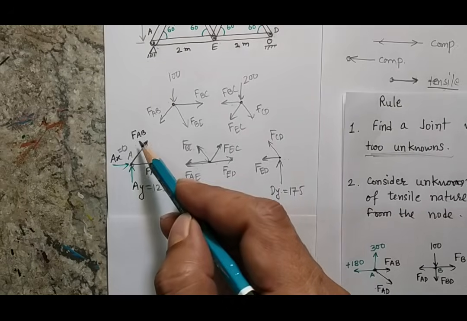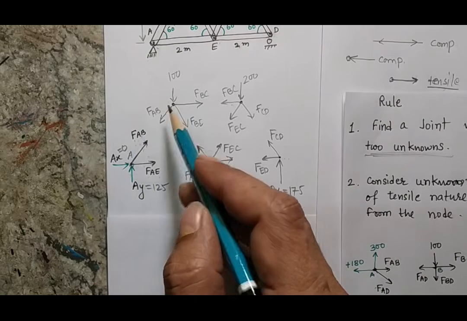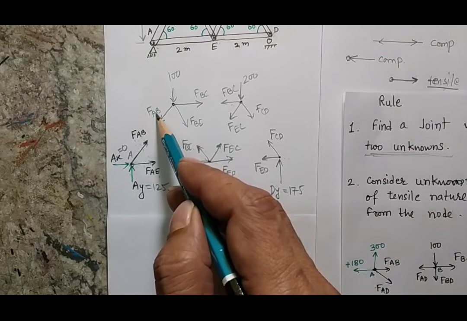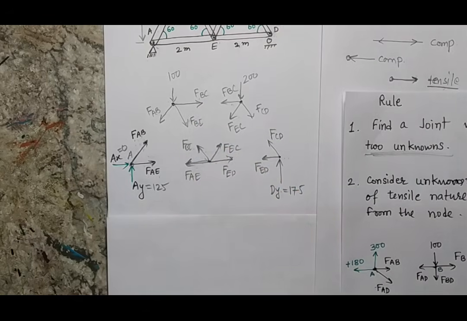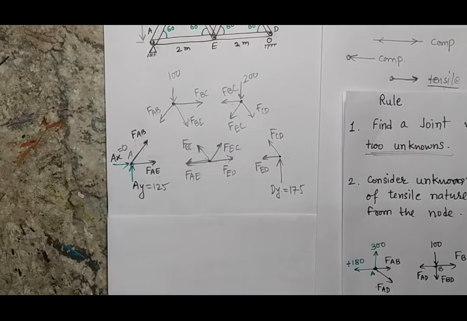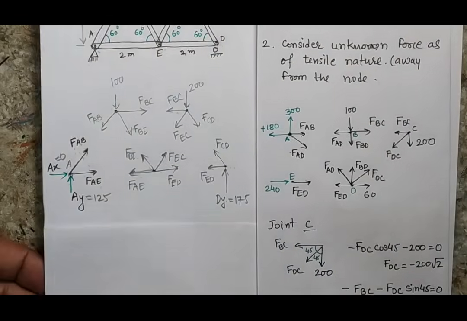So when I calculate the first joint, I will know FAB. When I reach this joint, this is a known value for me, and these 2 will be unknown, so I will be able to solve these 2, and this way we can consider all the joints, and we can calculate all the unknown values. So let's start with joint A. Here I am showing the free body diagram of my joint A.